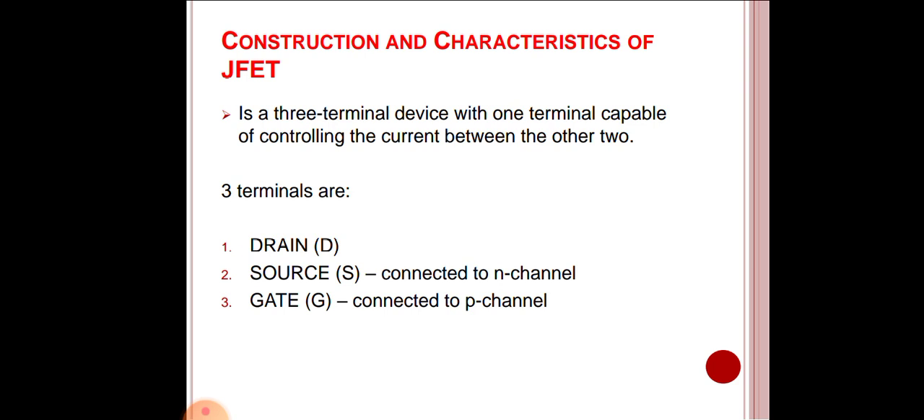Then it has three terminals, as I said: drain, source and gate. The source is connected to the N channel and the gate is connected to the P channel. So again it is a combination of N and P type semiconductor. N type semiconductor has electrons as majority charge carriers, and P type semiconductor has holes as majority charge carriers. We have seen this structure of P type and N type in the transistor also.